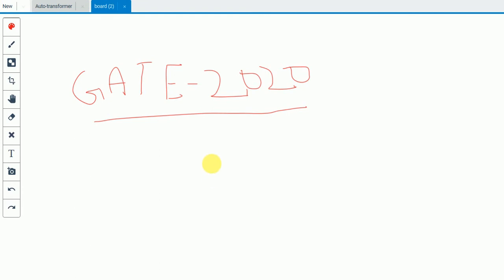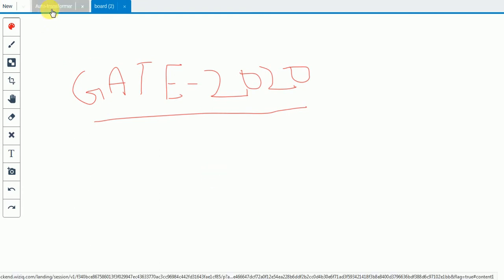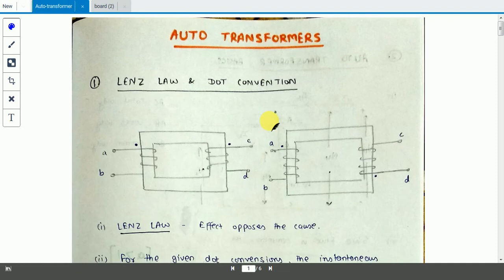We'll be discussing the topic for today, which is auto transformers. It is one of the important topics and it is one of the easier topics also. If you understand the basic concept of how a two-winding transformer is converted to an auto transformer, then it is very easy for you to handle the questions that usually come in GATE particularly.